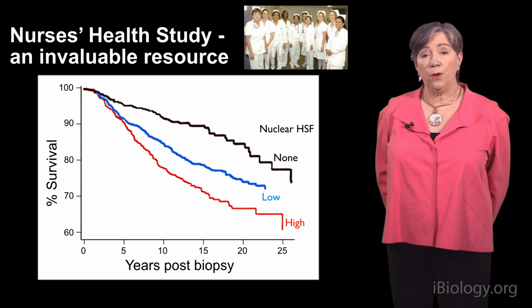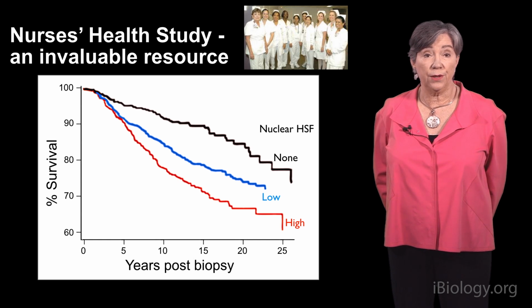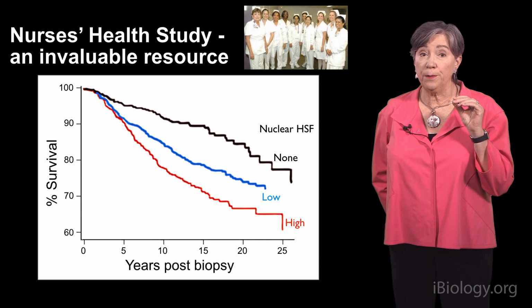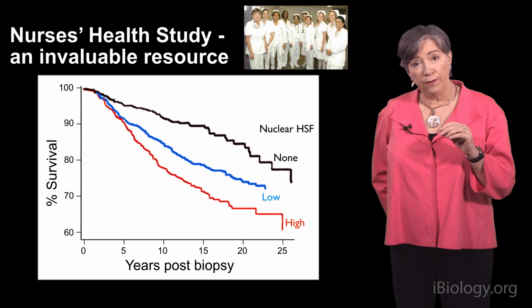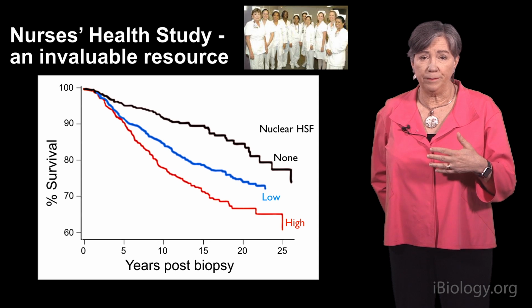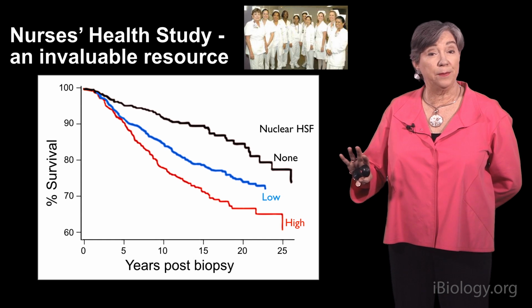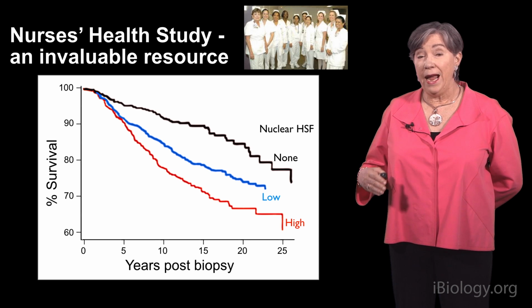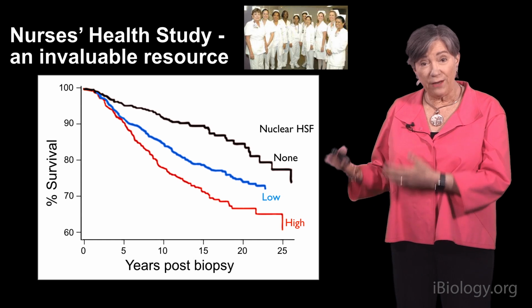In this particular case, what we did was get hold of samples from the nurses who were first enrolled in this study 25 years ago. We stained their initial samples, from their first biopsy, for whether they had a high level of HSF or a low level of HSF, and whether it was in the nucleus or not. The pathologists stained these slides blind. They had no idea what had happened to those nurses, and they scored them for high, medium, or low levels. Then we decoded the data, because the survival records had been kept for those women 25 years later.